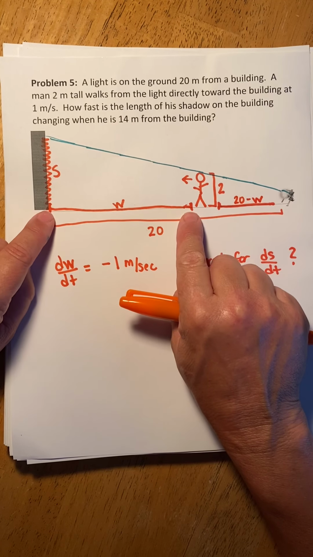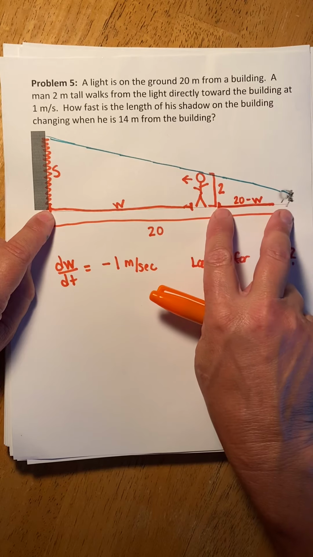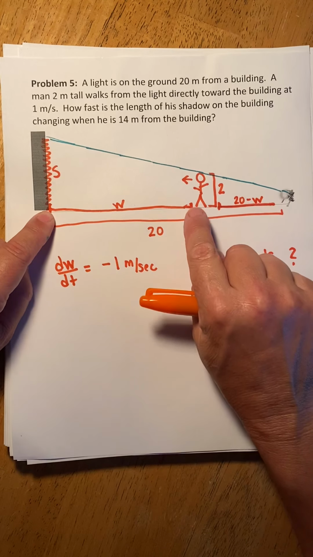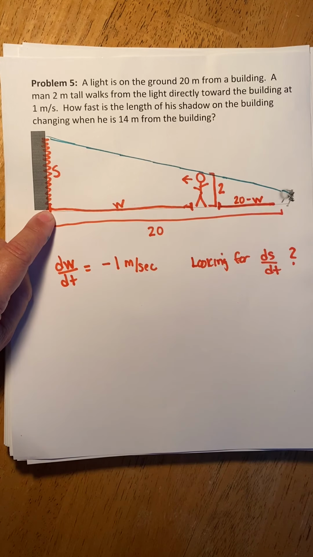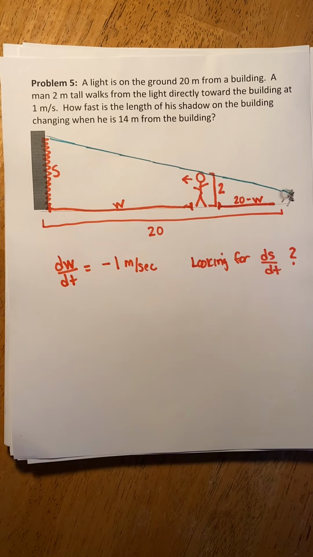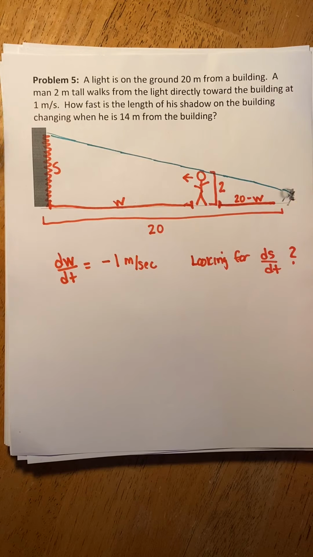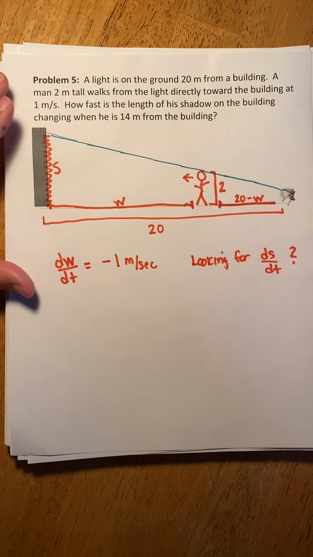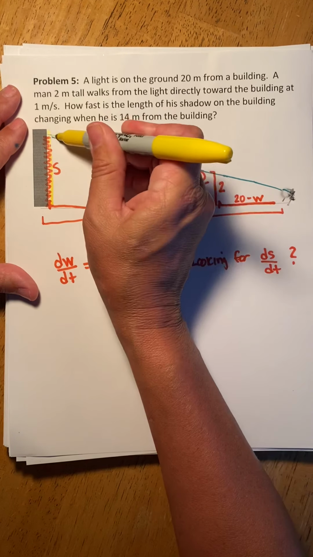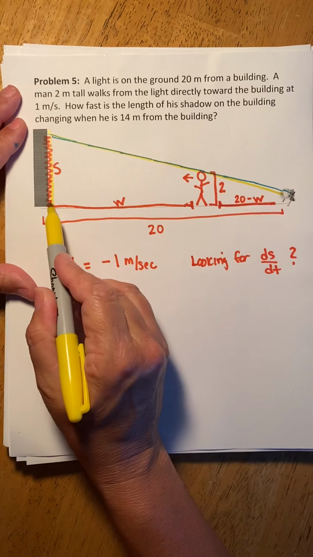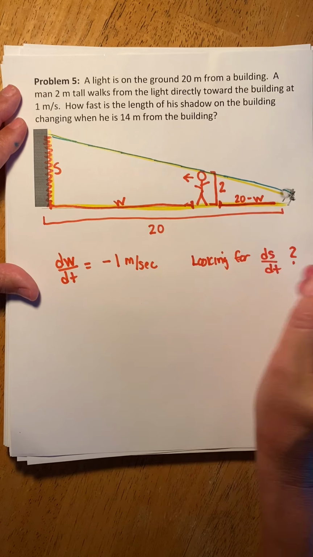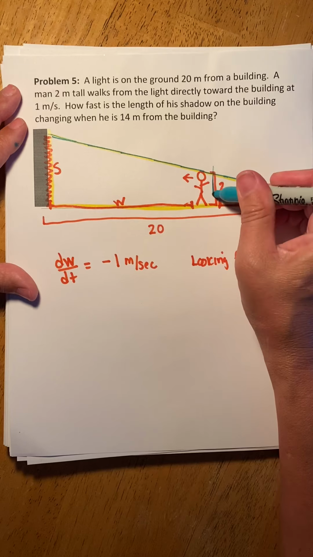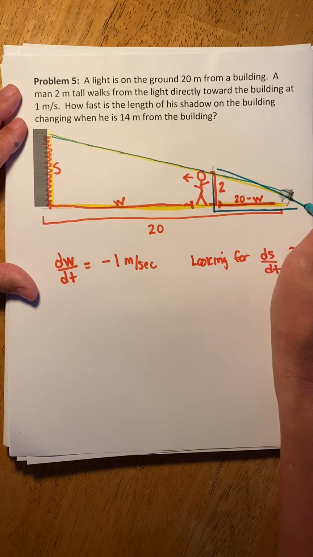If he is 15 feet from the building, then he is 5 feet away from the light. If he is 18 feet from the building, then he'd be 2 feet away from the light. Now, why does that mean something? Well, the trick here is to notice that we have similar triangles. We have this big triangle right here, and then we also have this little triangle right here.